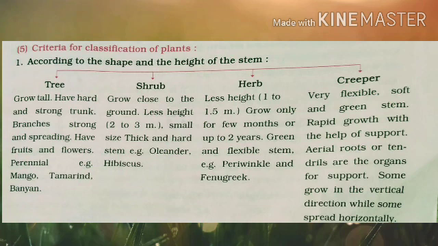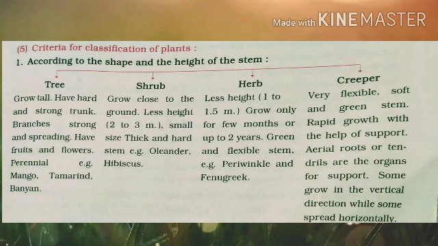After that, we have learned about the shrub: grow close to the ground, less height 2 to 3 meter, small size, thick and hard stem. Example, coriander, hibiscus. Then we have learned about the herbs: less height 1 to 1.5 meter, grow only for few months or up to 2 years, green and flexible stem.